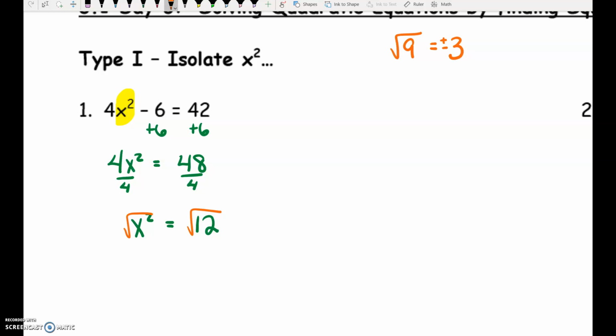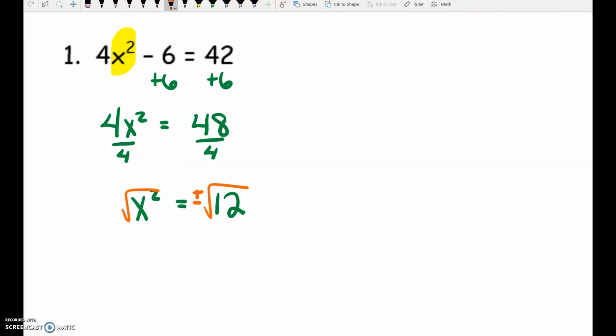Now, on Friday, you were given problems that already had a square root written on them. If the square root is already there, you assume positive roots only. If you have to put a square root in the process of solving, you have to consider that there is a positive and a negative square root. So in front of that square root, write a plus minus.